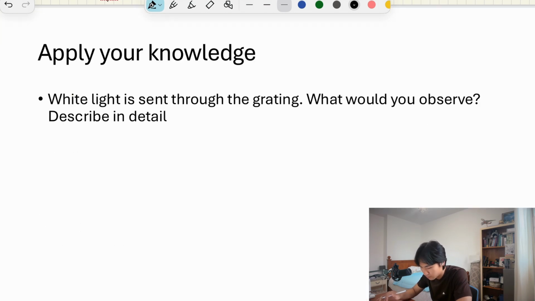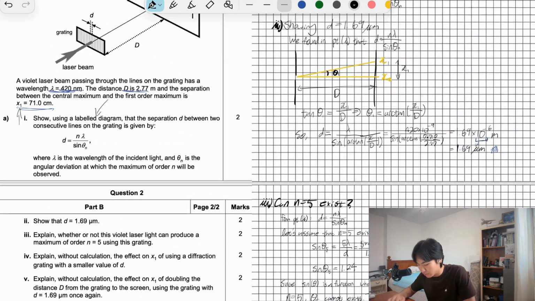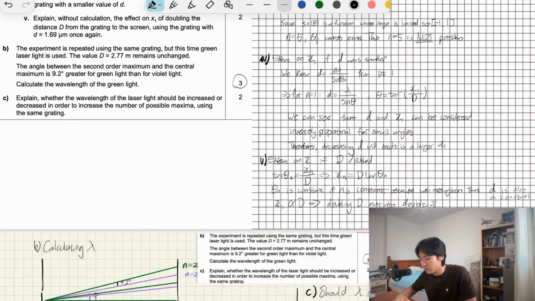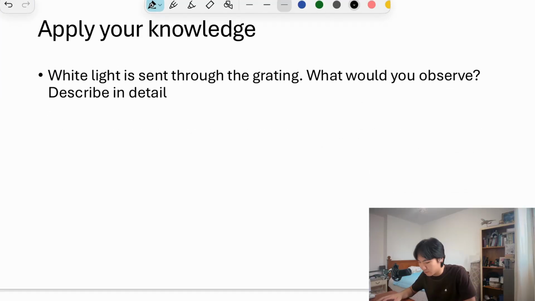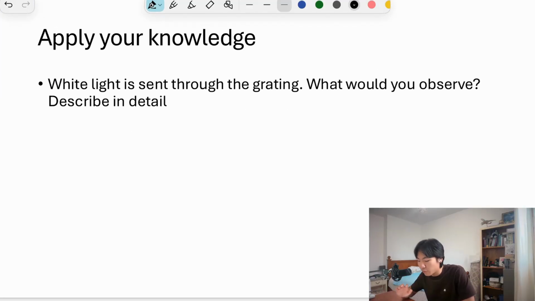So, okay, let's continue with the grating question, right? Now we know how to solve mostly grating questions, what kind of question you're going to see in the exam, right? So let's apply your knowledge. Say that you send a white light through a grating. In other words, a continuous spectrum of visible light through the grating. What do you think you're going to observe? So pause the video here, have a think of it, maybe try to draw a diagram, right?